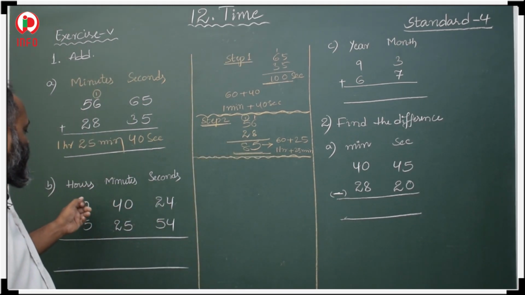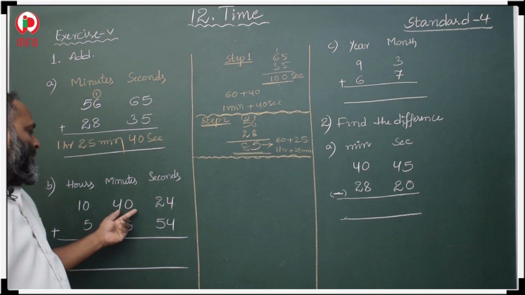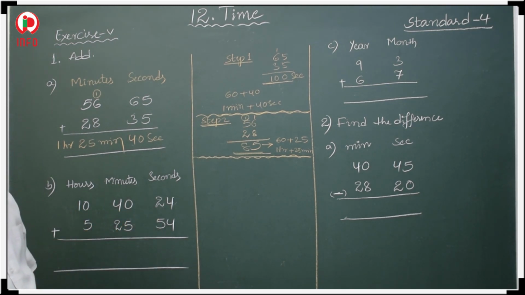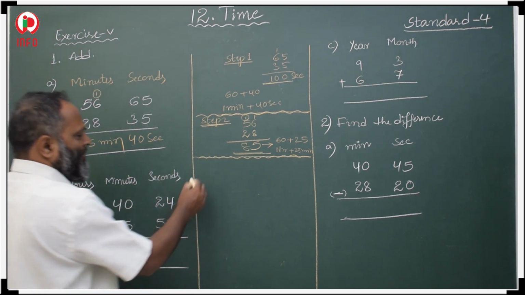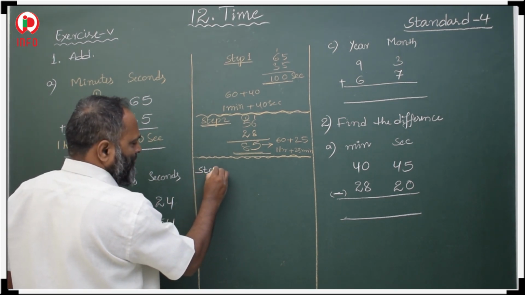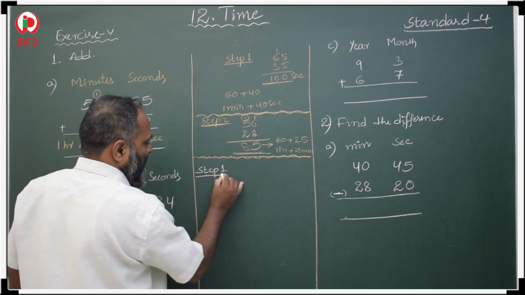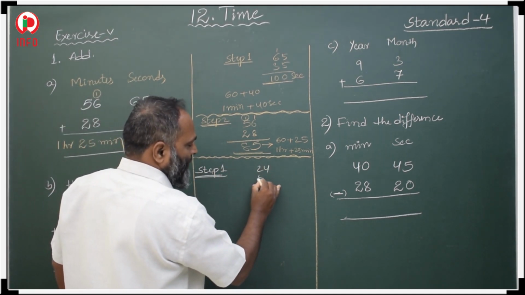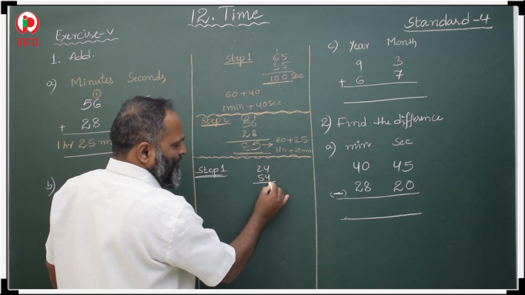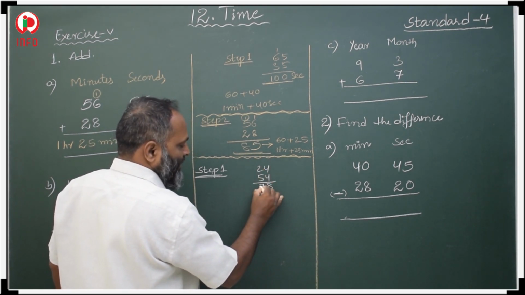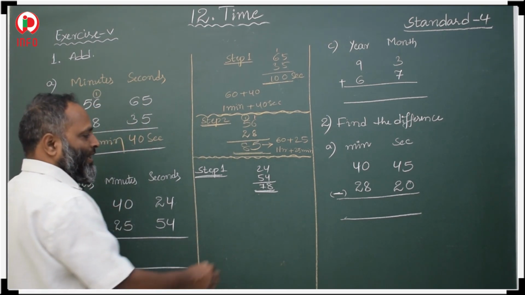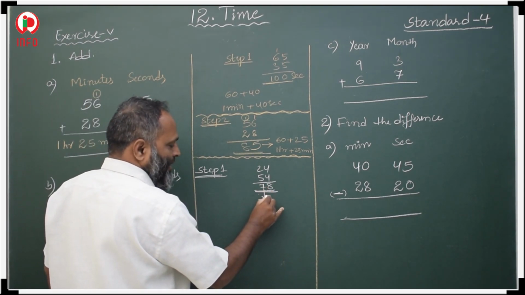Now, the second question, 10 hours, 40 minutes, 24 seconds, and 5 hours, 25 minutes, 54 seconds. First, in step 1, add seconds, that is 24 and 54. That is 4 plus 4, 8, 5 plus 2, 7, 78. It is more than 60. When it is more than 60, then the seconds convert into minutes and seconds.